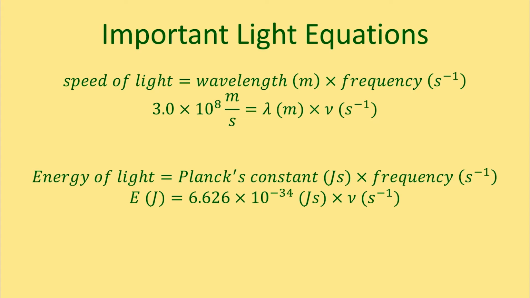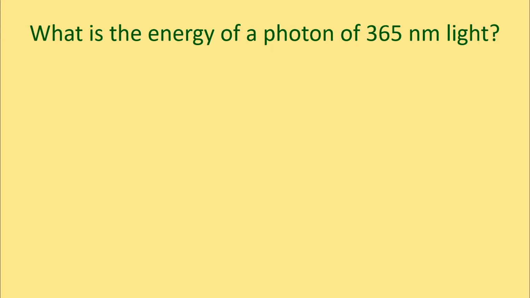The other relevant important information is that the energy of light is Planck's constant times the frequency. So the energy of light is related to the frequency. It is indirectly related to the wavelength because the wavelength is related to the frequency, but the energy of light equation refers to the frequency of light. And the value of Planck's constant is 6.626 times 10 to the -34 joule seconds. So with those two equations in mind, let's try a problem.